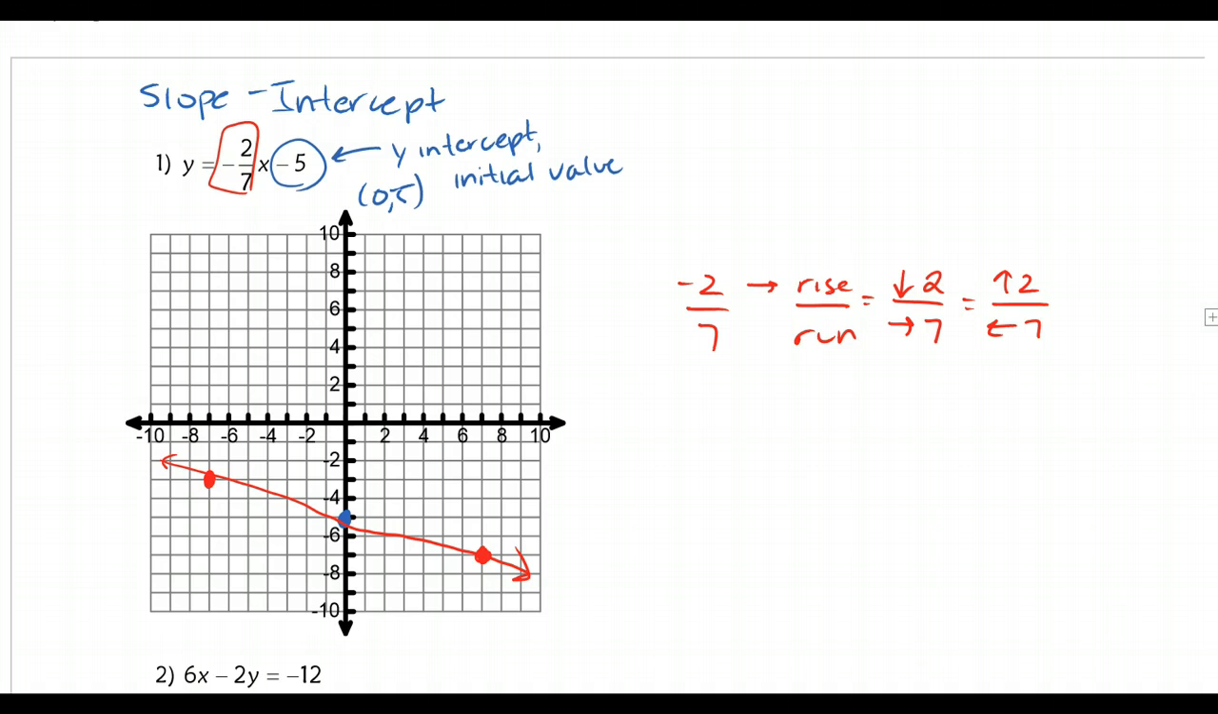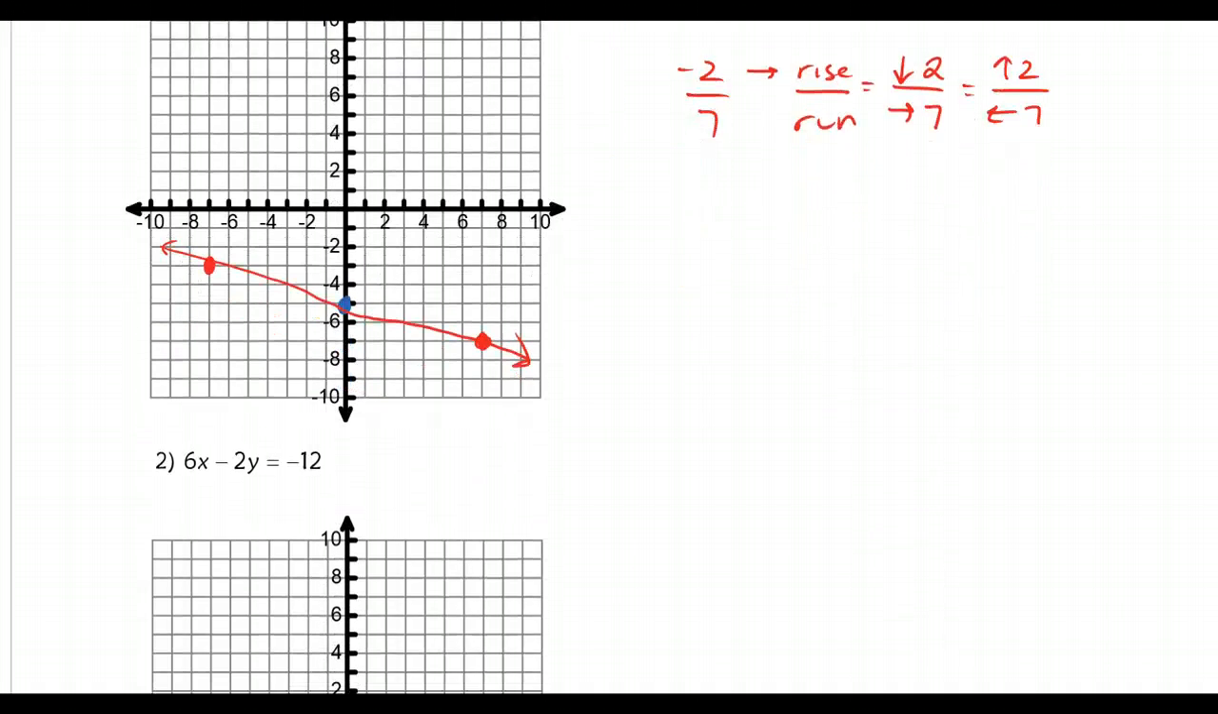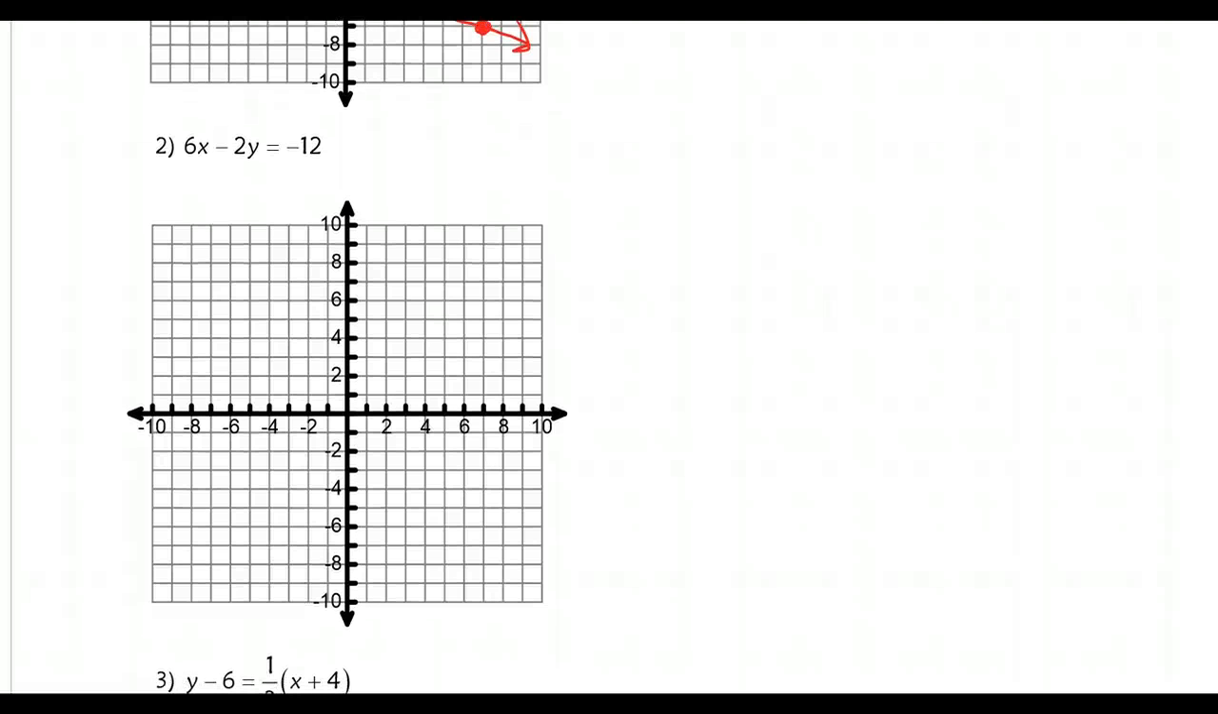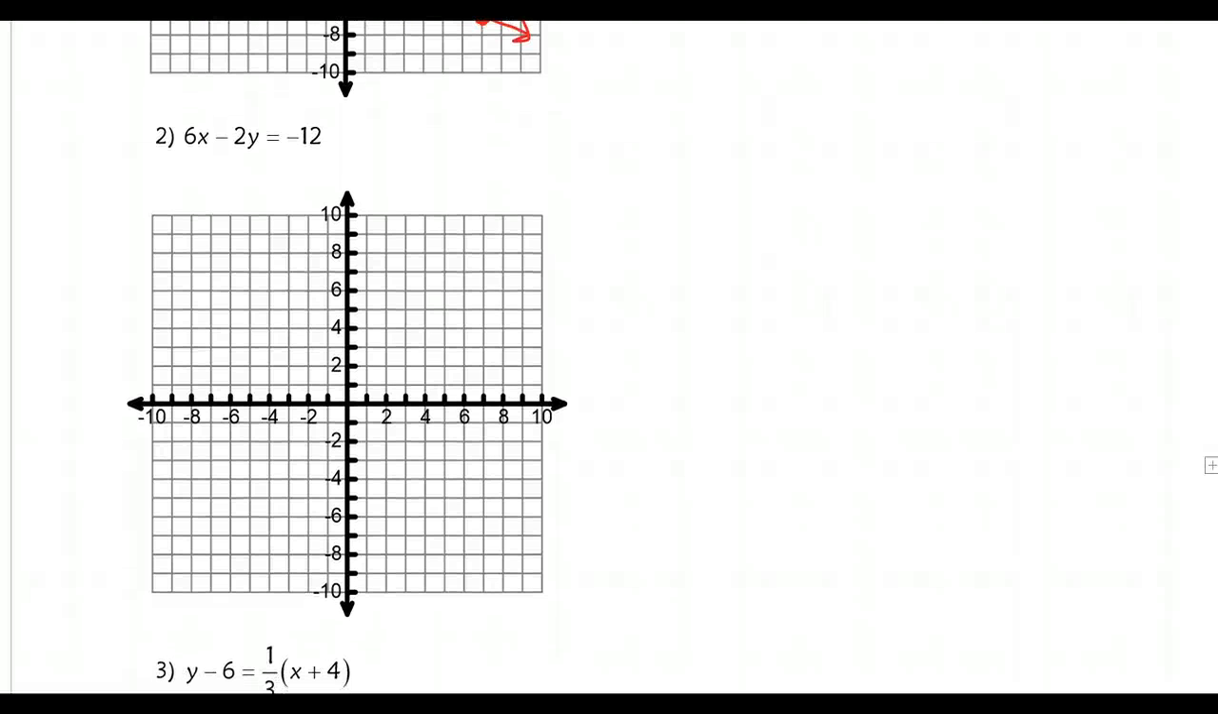Now, not every equation is going to be written in slope-intercept form. Sometimes it's going to be written in standard form, like this equation here. And in this case, the quickest way to do this is to graph using intercepts. So when it's in standard form, the quickest way is to graph using intercepts. And what you're going to do is find the x and the y-intercepts.